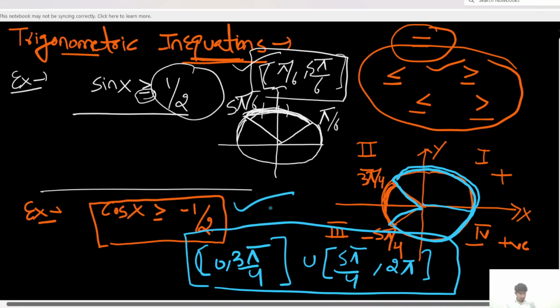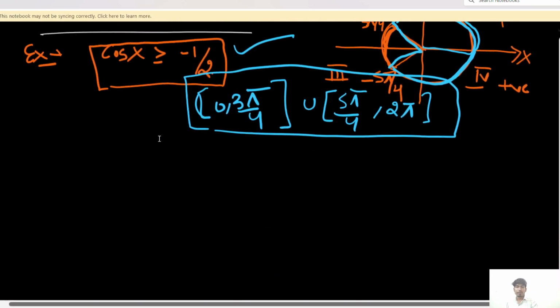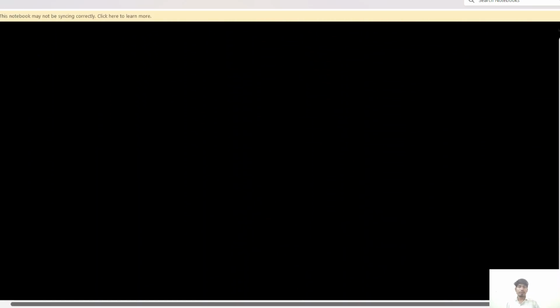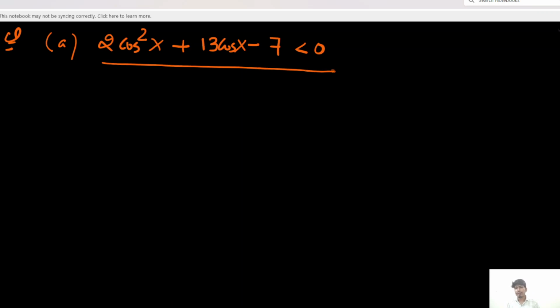Okay students, then we do the next question. Next question is, solve the equation. Solve for x: 2 cos square x plus 13 cos x minus 7 is less than 0. Okay students, this is less than 0.